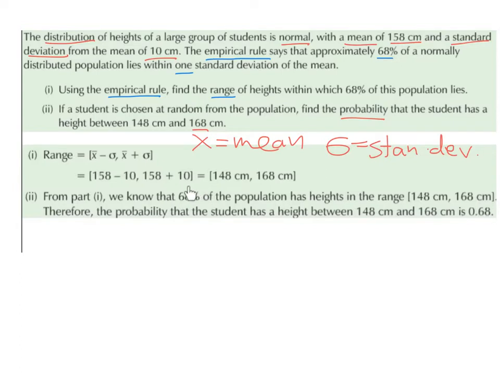So we take 68%, we take the 68, we divide it by 100 to change it into a decimal, and we get 0.68. So probability is usually written as a fraction or a decimal, but more than likely as a decimal. So the probability that 68% of the population has heights from 148 to 168 centimetres is 0.68.